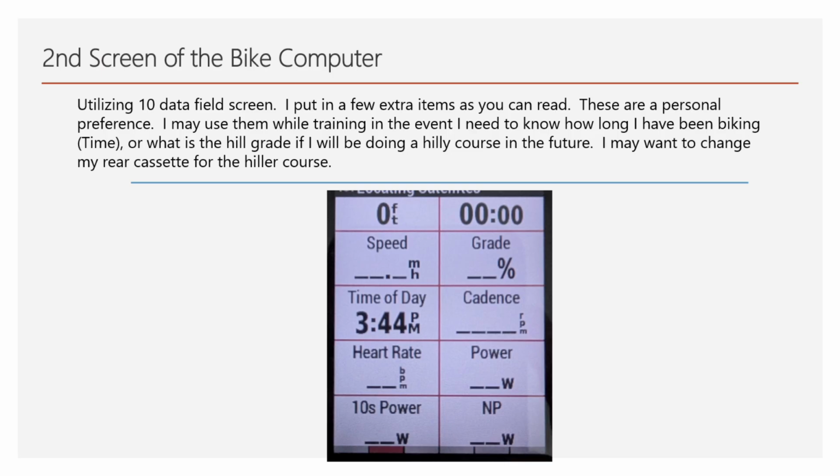If I'm going to be using that bike, I like to know the particular gearing that I have on the bike and decide, well, do I need to change it for that particular race? The time of the day, good to know in case you're running late. Cadence, heart rate, power, and then 10-second power, just a different power number. It smooths it out a little bit more. And normalized power for the whole ride.